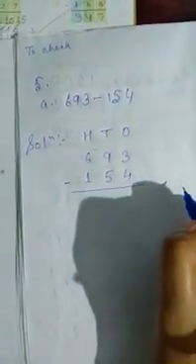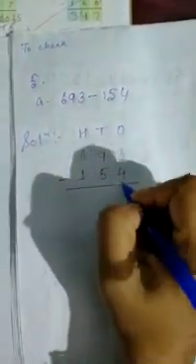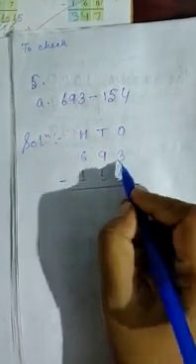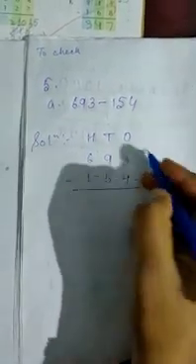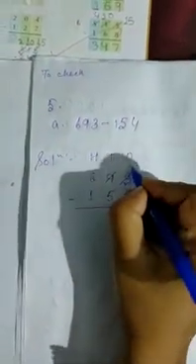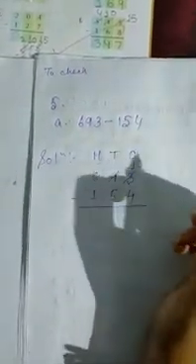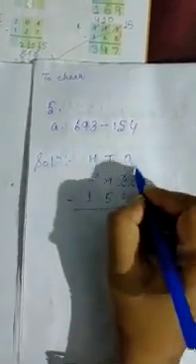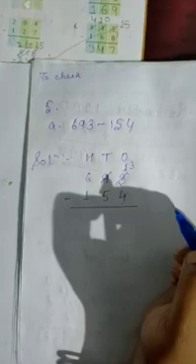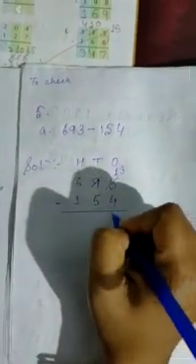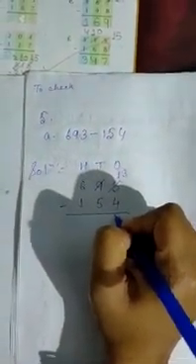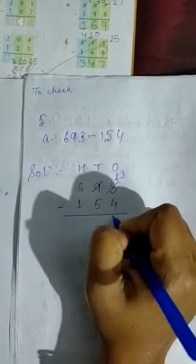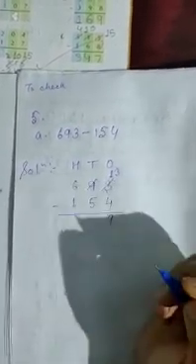Now you subtract. See 3 minus 4. Is 3 greater or smaller than 4? It is smaller, so we have to make it greater. To make it greater, we borrow 1 from here. Now it has become 13. So 13 minus 4 is 9. So 9 I am writing here.